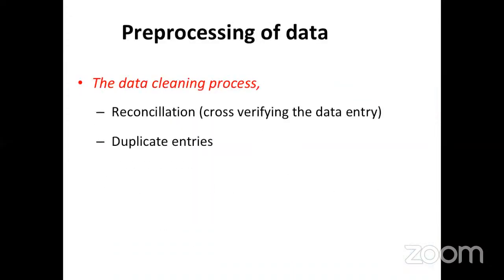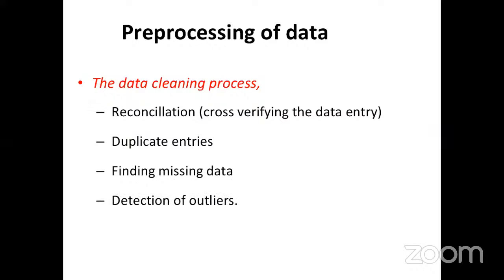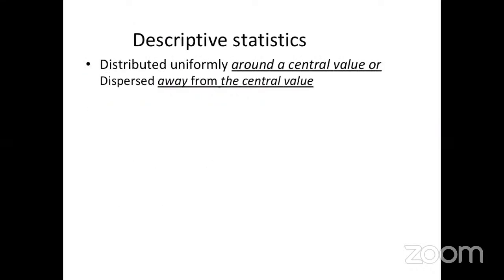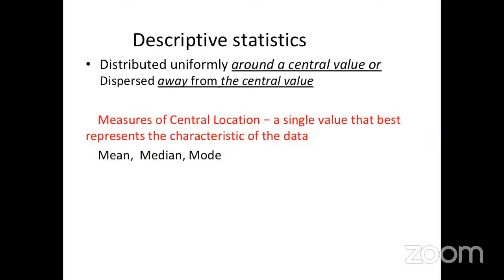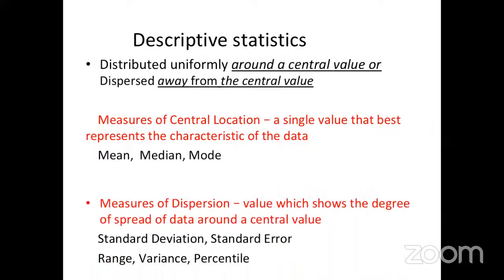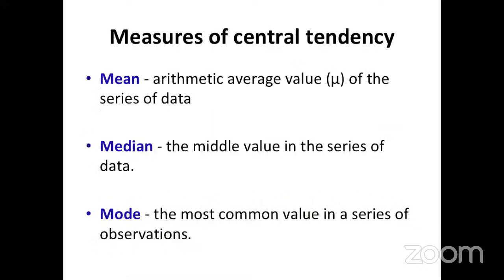So as I told you, the data cleaning process is to find the missing data, clear the duplicate entries and detect outliers. And then you describe the data in the form of mean, median, mode. These are known as the measures of central tendency. And how the data disperses around this central tendency is the measure of dispersion, which is expressed in the form of standard deviation, standard error, range, or interquartile range.